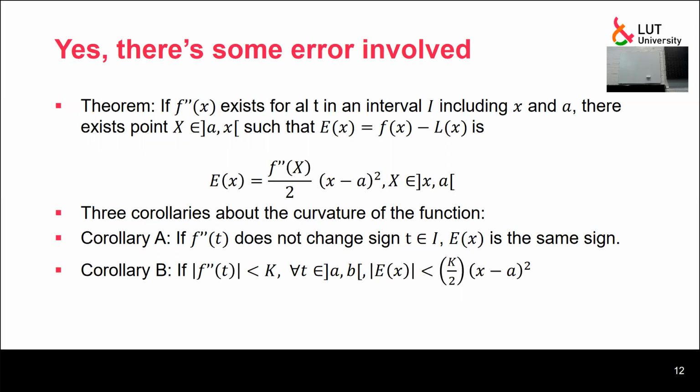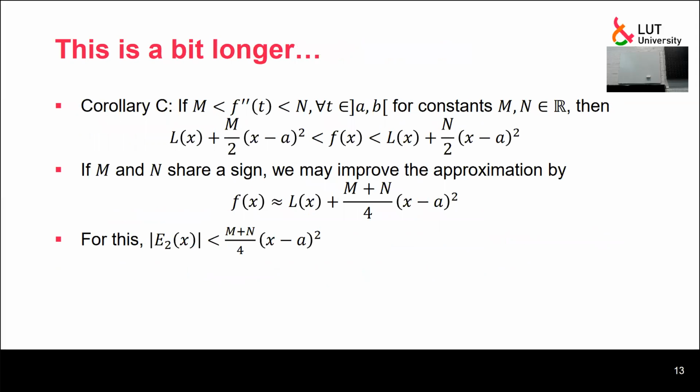So if the second derivative does not change sign on the interval, then the error has the same sign. And if we have some number that limits how high the absolute value of the error is, then we can use that value instead to estimate the error. So then the absolute value of the error must be below this maximum rate of change. And the third one is slightly longer.